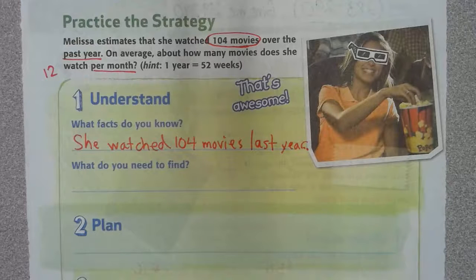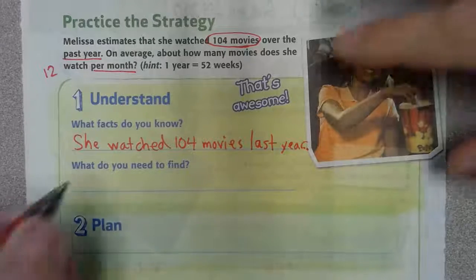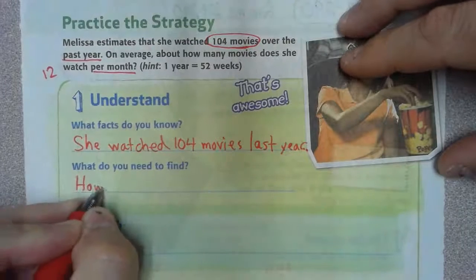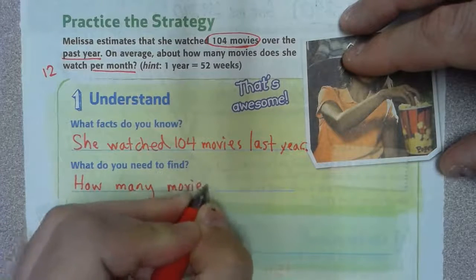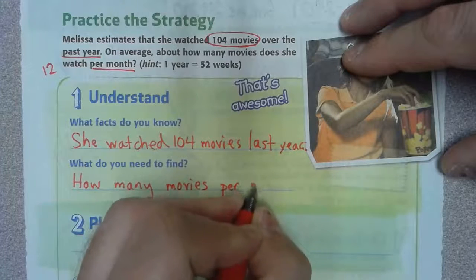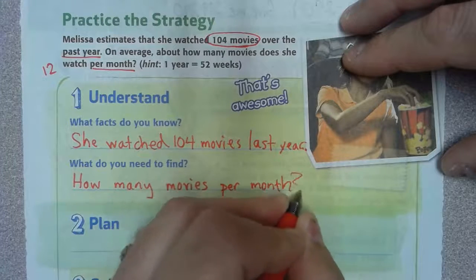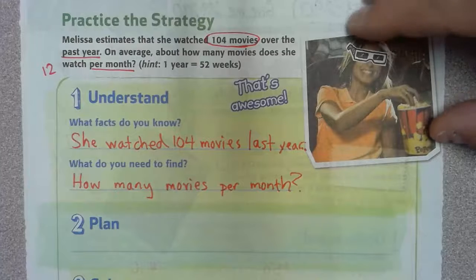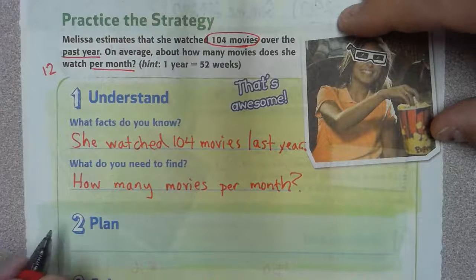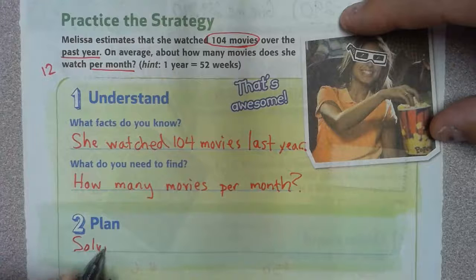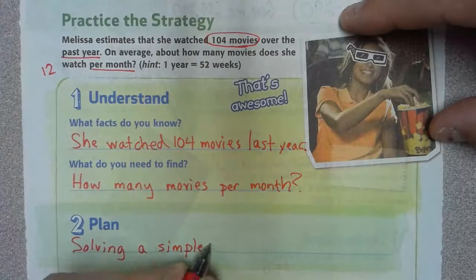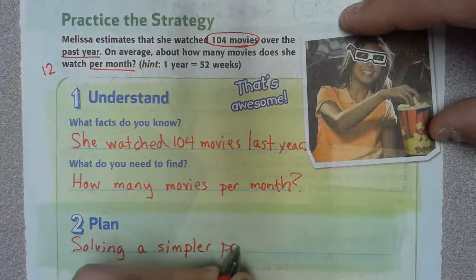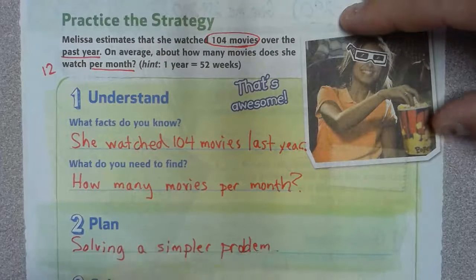Oh, hey Ray, Maddie, what do we need to? How much does she watch per year or per month? Per month, yeah. So how many movies per month? That's what we got to find. So we're going to solve it. We're going to plan it by solving a simpler problem. That's our strategy today, solving a simpler problem first.